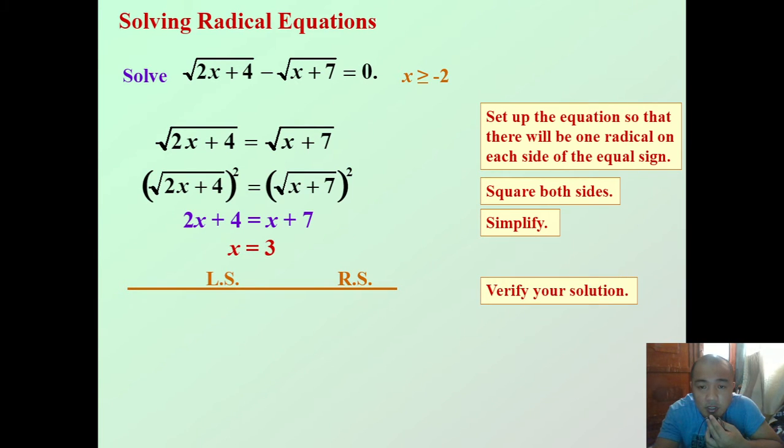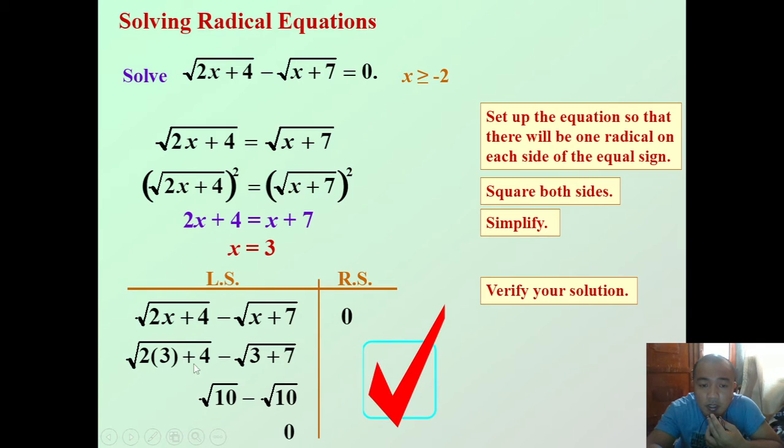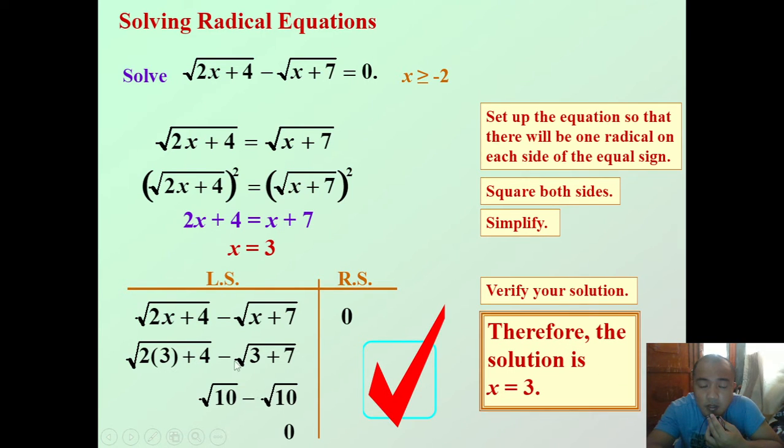Then let's do the checking. Verify your solution. Substitute the value of x to the original radical equation. Yun, 2 times 3, square root of 10 minus square root of 3 plus 7, 0 equals 0, correct. Therefore, the solution is x equals 3.